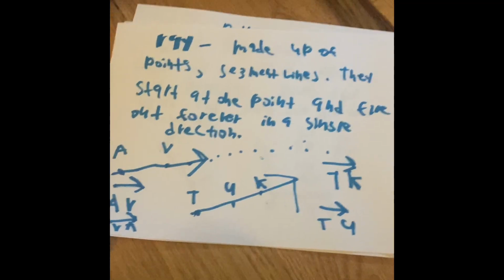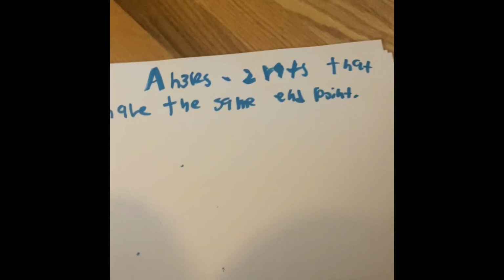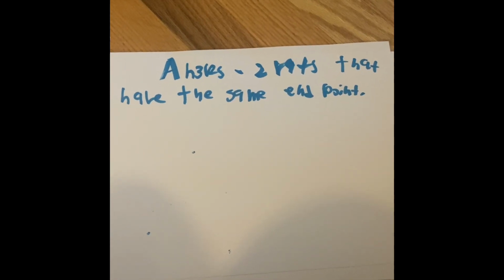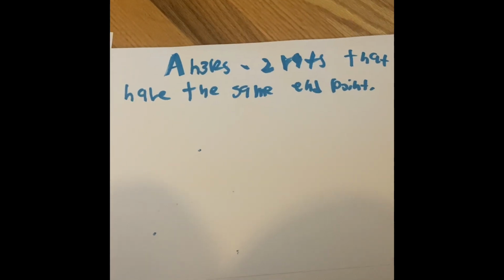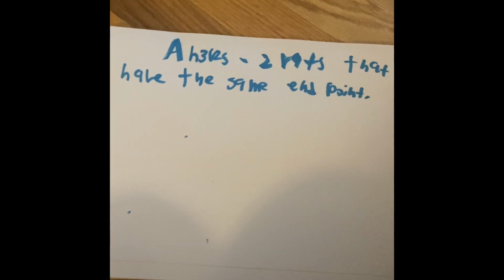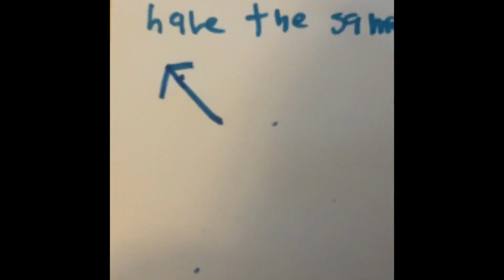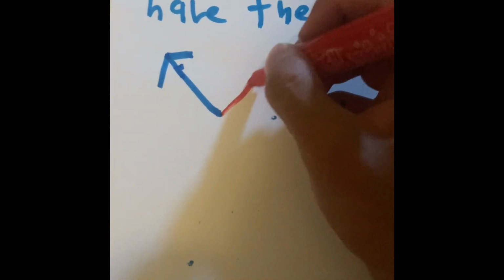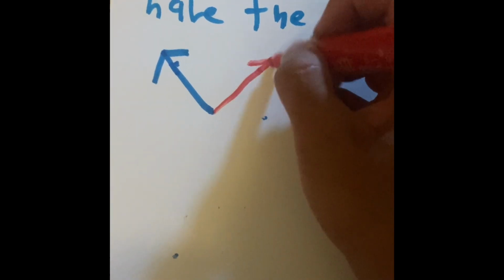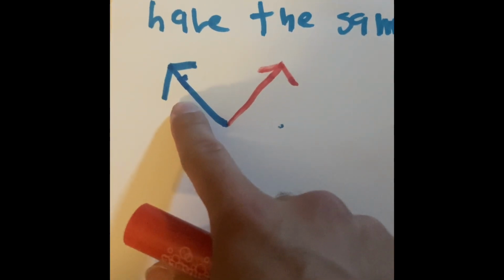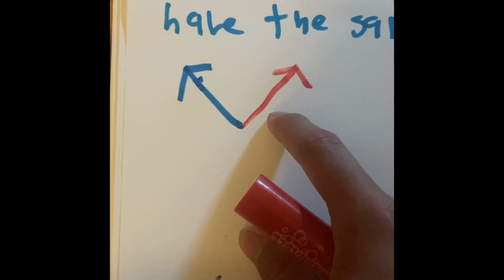The last thing we're going to take a look at is angles. And that means that there are 2 rays that have the same endpoint. Here is an example. We're going to say this is ray number 1, and if we add a different color, let's use red, because it's the opposite of blue. This is another ray. This is an angle, because right here is one ray, here is another ray.